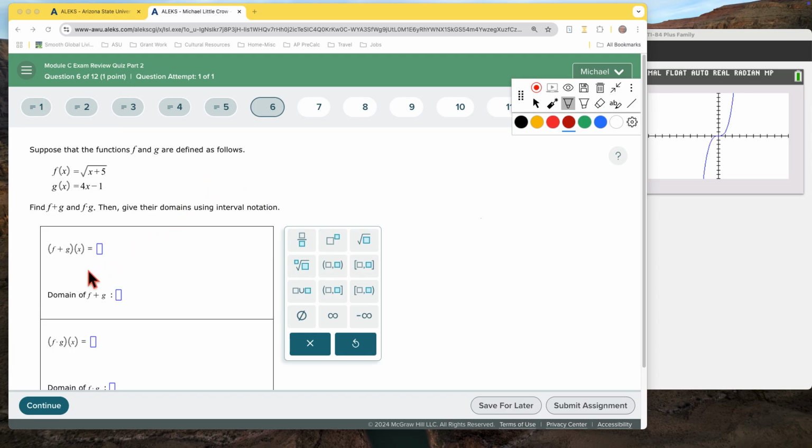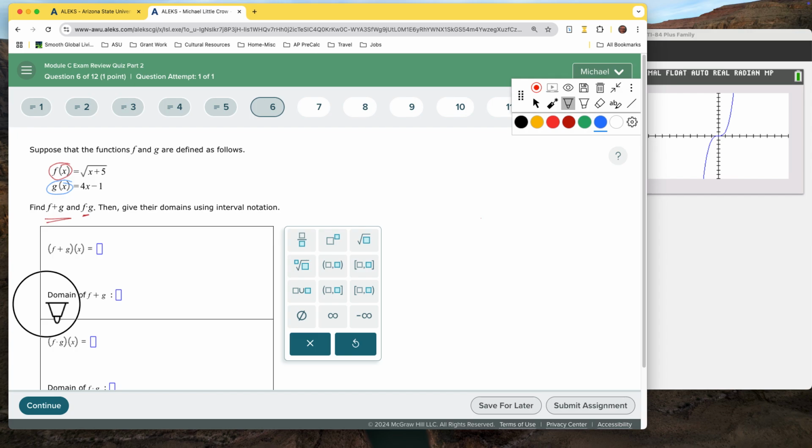We have a combination of functions where we're given two functions, and we're asked to add them and then multiply them. Okay, so I'll use red for the f function and blue for the g function to just kind of differentiate a bit, and then we're wanting to find the domain.